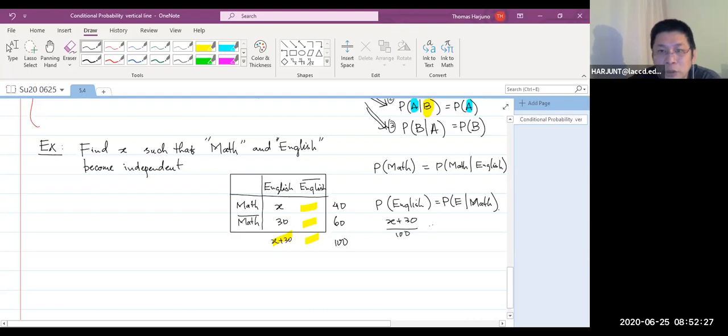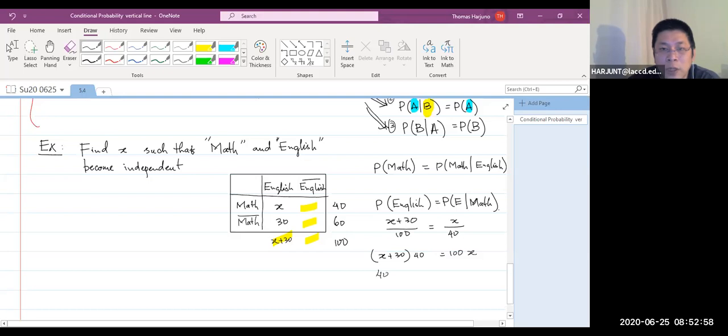Right? Now that should equal, given math, there are 40 people taking math, x of them taking English. Now that's what we need to solve. So x plus 30 times 40 should equal 100 times x. You do cross multiply, right?